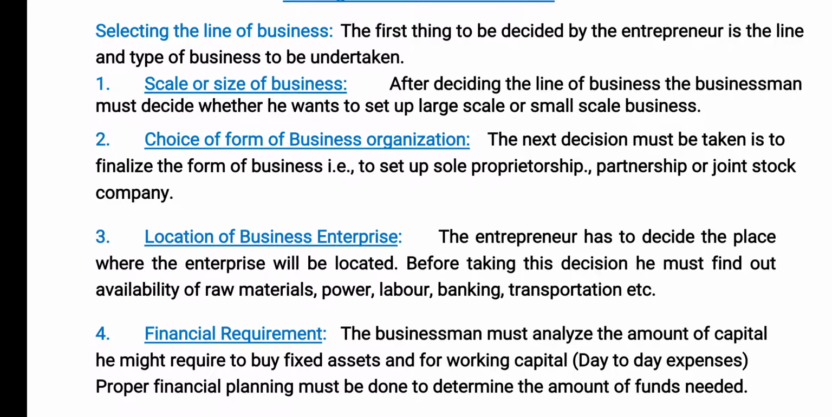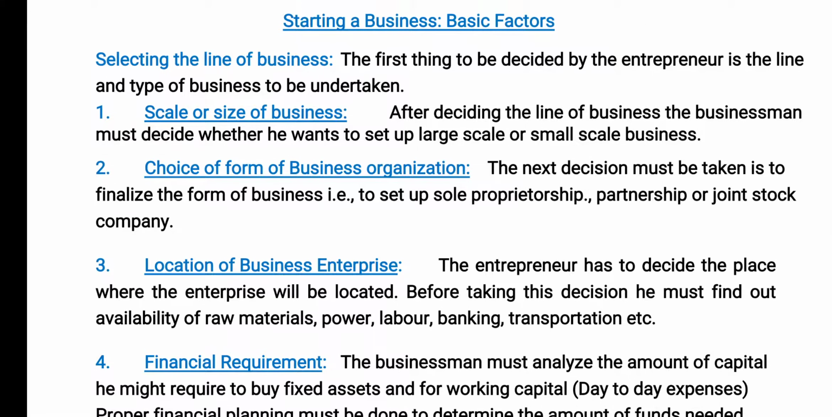Second, choice of form of business organization. The next decision to be taken is to finalize the form of business: to set up a sole proprietorship, partnership or joint stock company. They have to decide what form of business organization they are going to adopt. Means they are going to do a single man army or one man show, or they want to do it in partnership, or they want to do it with some big companies.